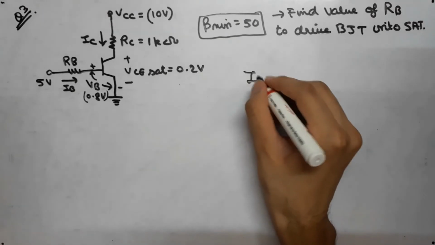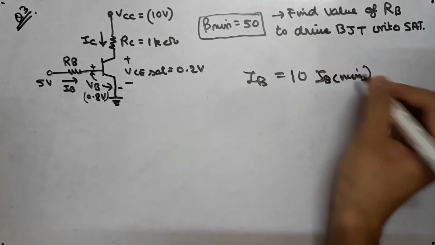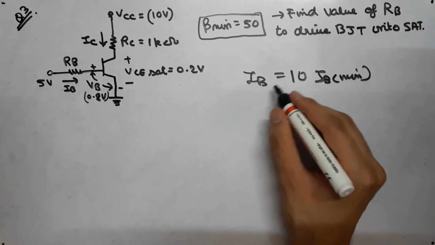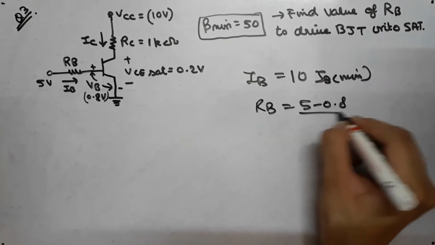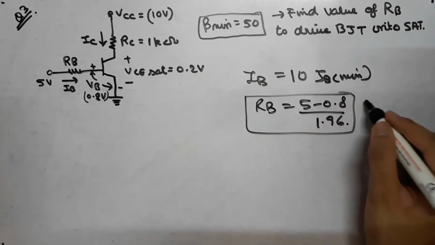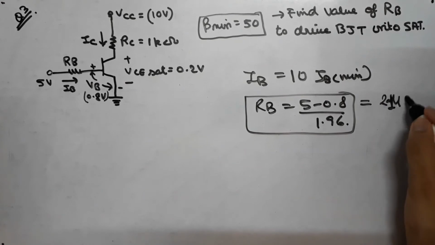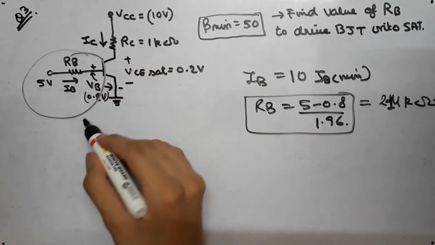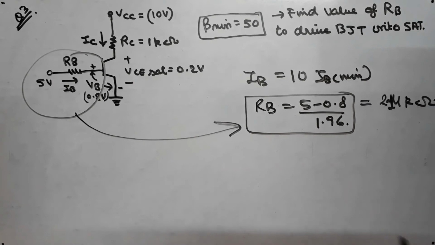Now we found that IB is equal to 10 IB minimum, by considering it to be a factor of 10 of IB minimum. Now we get that RB is equal to 5 minus 0.8 upon 1.96. This is the required value of RB, which will come out to be 2.14 kilo ohm. We have calculated the RB using the base junction.